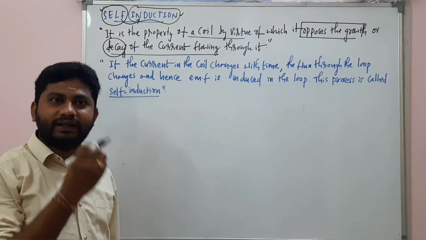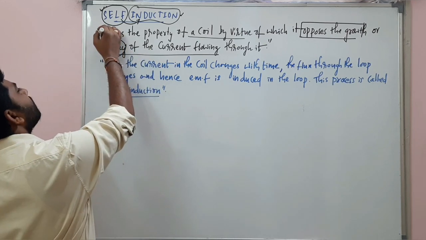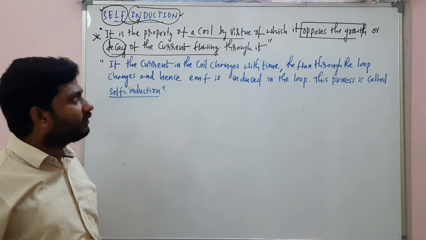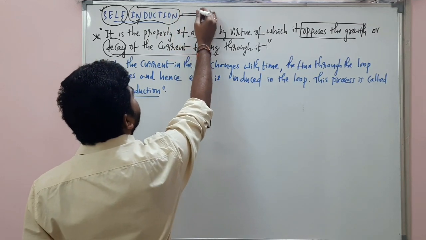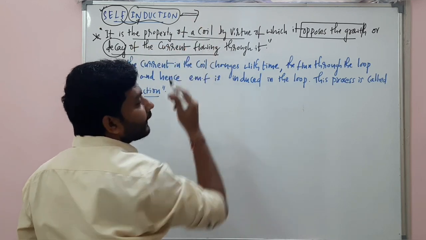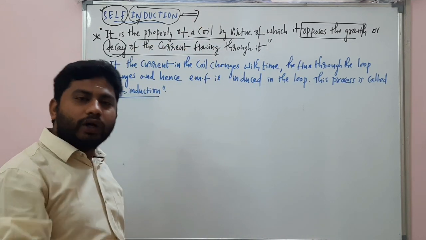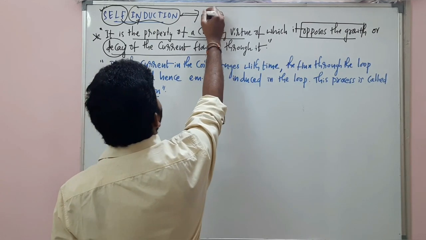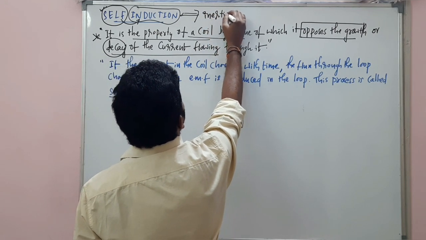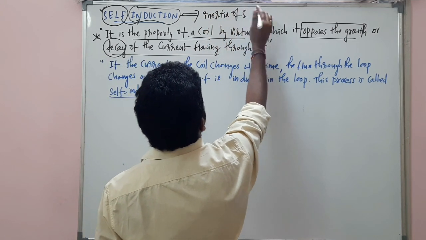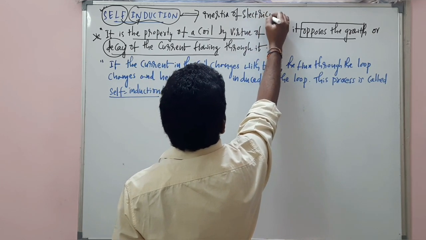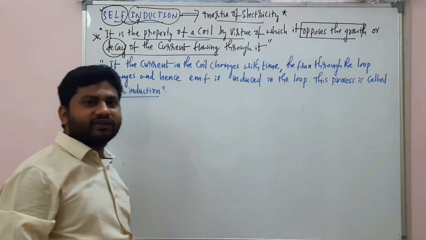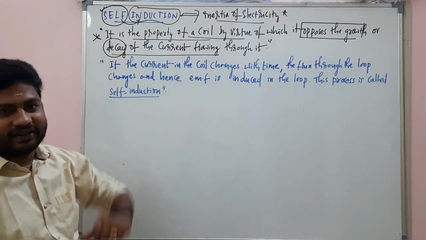There's a lot of meaning behind this. If you understand the meaning of this definition, you will understand the complete self-induction topic. See, it is the property of a coil, so each and every coil you take will have a property called self-induction, and it is also called the inertia of electricity. Inertia of electricity. So how is it called inertia of electricity? We'll discuss by understanding this one.